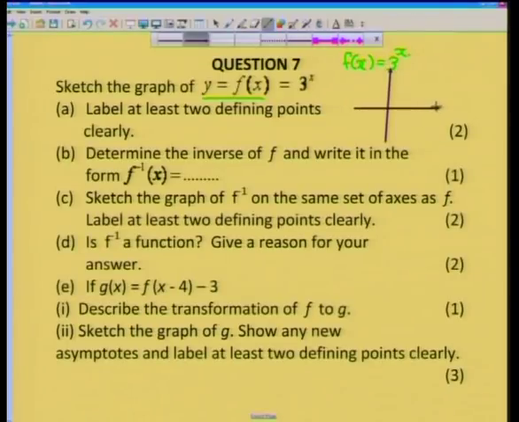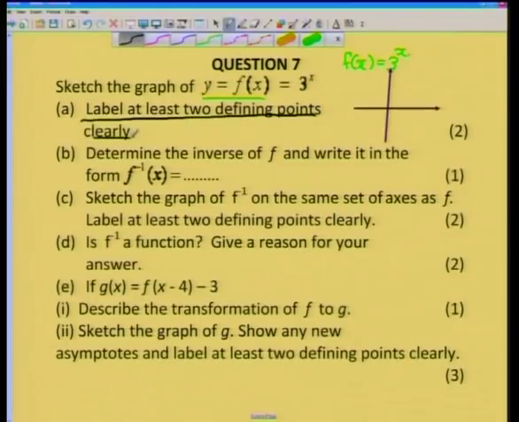Notice, please, that in actual fact they are being very specific. They say label at least 2 defining points clearly. Now, what do they mean by defining points? They would mean points that are unique to this particular graph. So plotting the point 0, 1 won't help because 0, 1 belongs to any graph of the form a to the x. So it won't help you to plot that point, but any other point will be good. So that's what we're going to do.